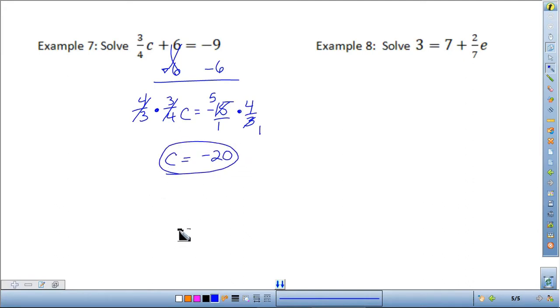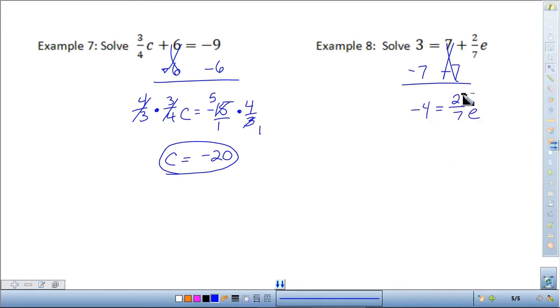Example 8. See our variable is on the right here. And again, we have that fraction coefficient. We want to get rid of what is being added or subtracted first. So we see that 7 is a term that's being linked to that by addition. So since the 7 is positive, we want to go ahead and subtract 7 from both sides. So we can make that 0. 7 minus 7 is 0, which, again, will cancel out. So on the right, we're left with 2/7 e. On the left, we have 3 minus 7, which is equal to -4.